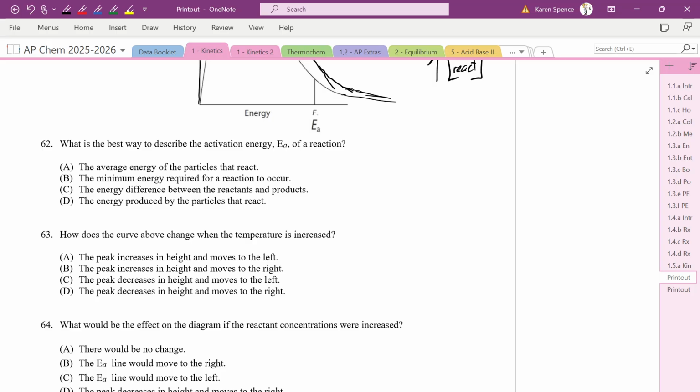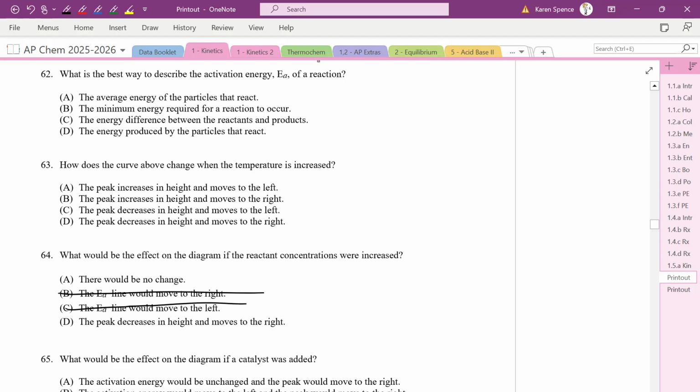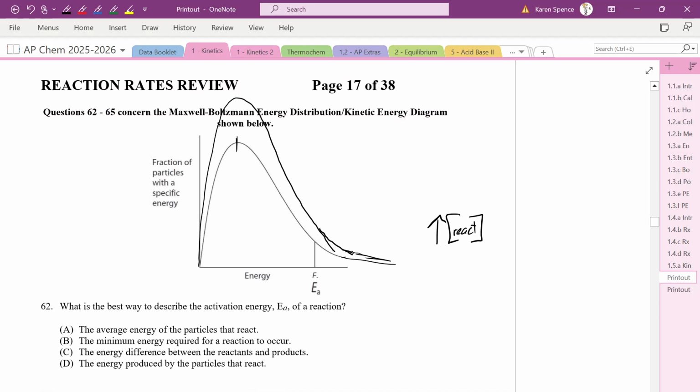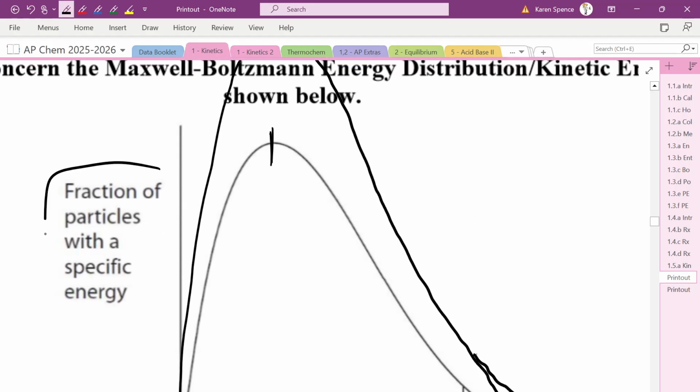The activation energy does not change. The peak decreases in height and moves to the right. What? There is no change. I guess there's no change. Oh, because this is the fraction of particles with a specific energy. It's not the total number of particles. That's why there's no change.